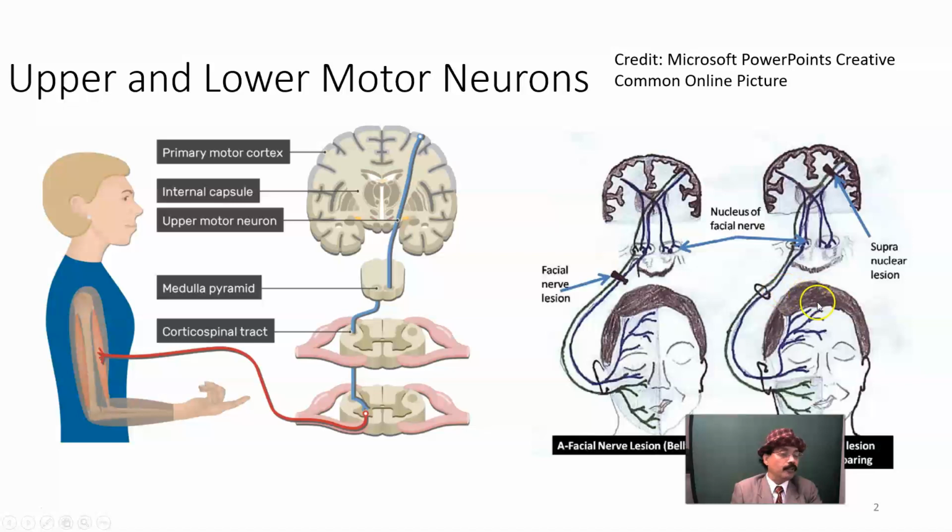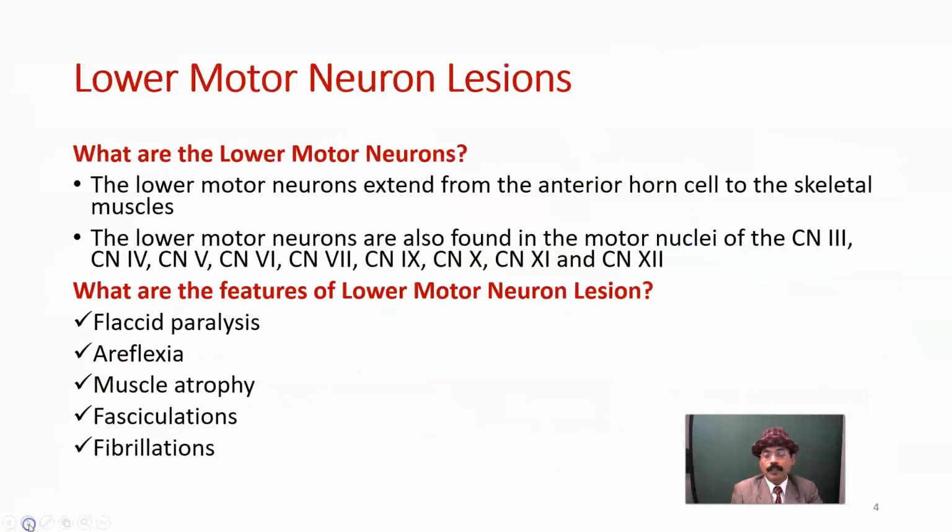In lower motor neuron lesion in the facial nerve, if we have a lower motor neuron lesion here, then the entire side will be paralyzed. In case of supranuclear lesion, only the lower two-thirds will be paralyzed, the upper one-third will be sparing, this part will be sparing. Okay, so we got that.